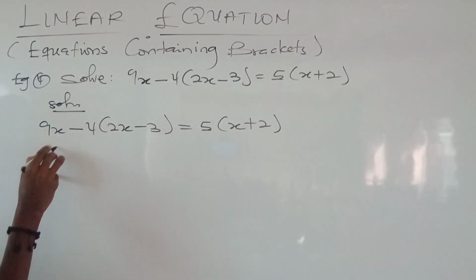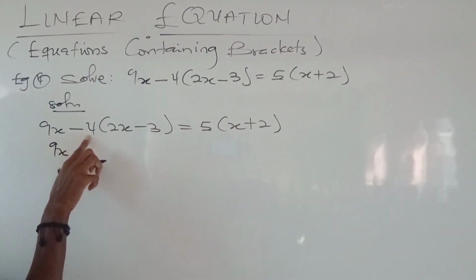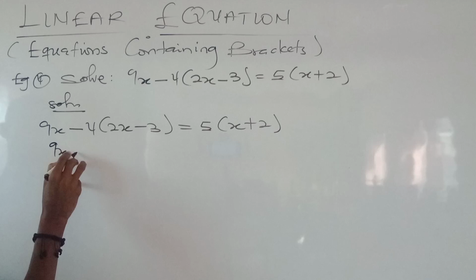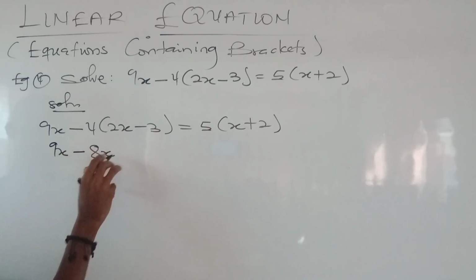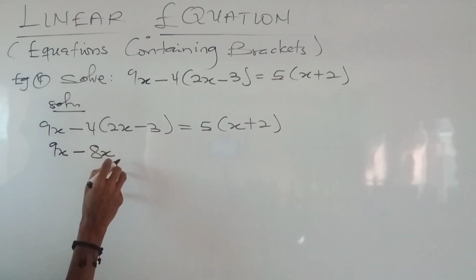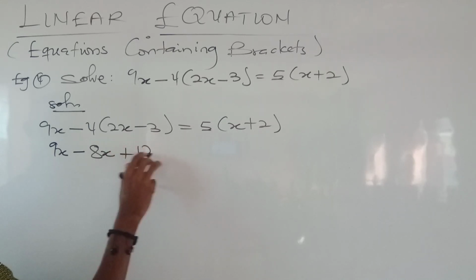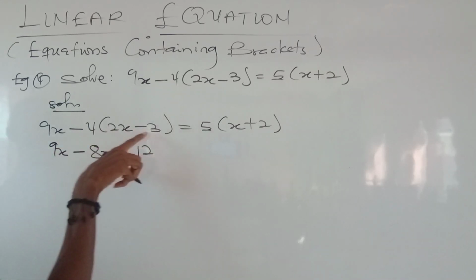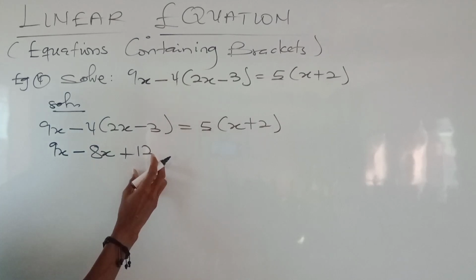So I'll repeat my 9s, which is here. Minus 4 times 2s will give me minus 8s, okay. And minus 4 times minus 3 will give me plus 12. Hope you agree with me, because when negative and negative multiplies, it becomes positive, okay.